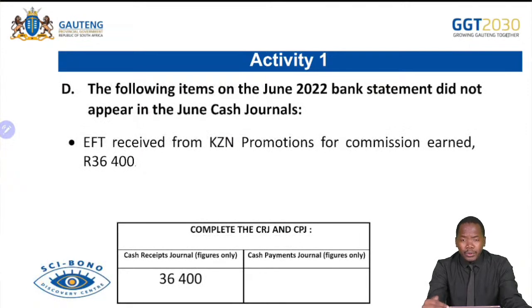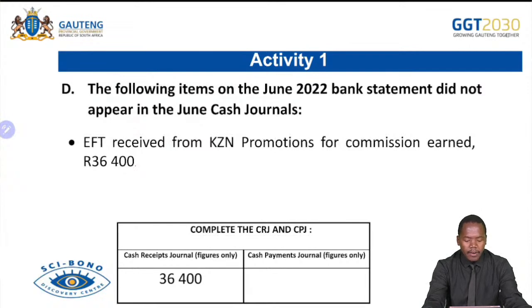Now, we are going to analyze each and every transaction and show you how you are supposed to record it in the relevant books of the business. For D, the following items on the June bank statement did not appear on the cash journals. Now, remember the first rule: if it's correctly shown on the bank statement, but not on the journals, you need to record it on the journals.